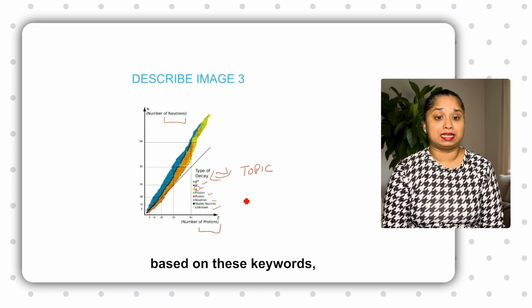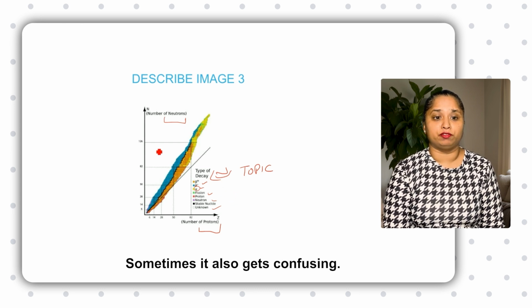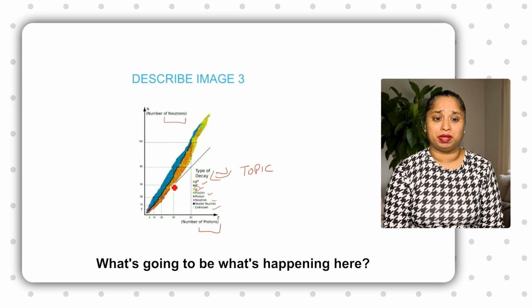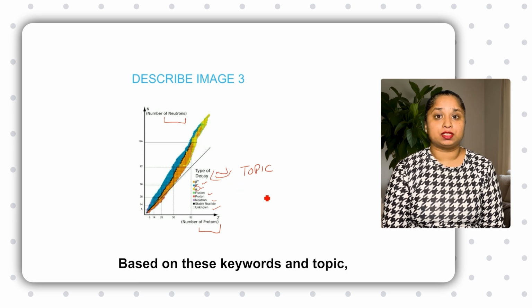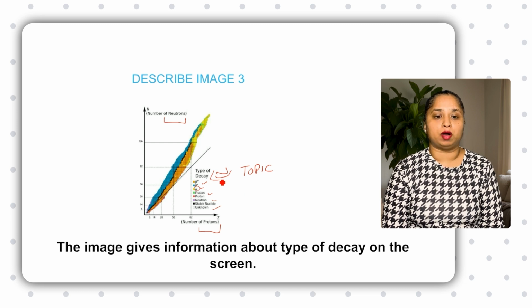Now, based on these keywords, I can speak any of it. Sometimes it also gets confusing, okay? Whether it should be 126, 82, what's happening here? We don't know. So, go for the simple keywords. Based on these keywords and topic, my answer will be: the image gives information about type of decay.